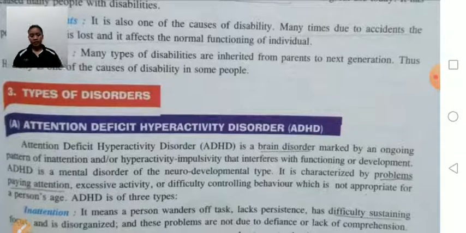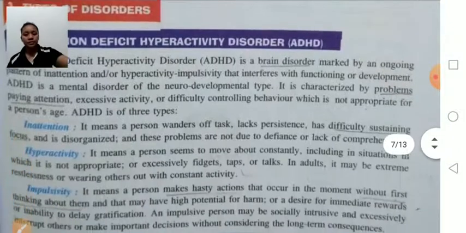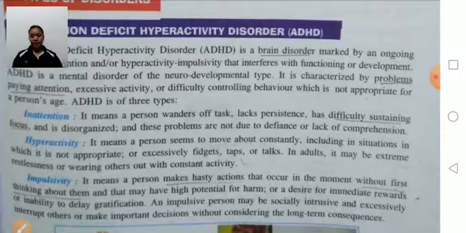Attention deficit hyperactivity disorder is a brain disorder marked by an ongoing pattern of inattention or hyperactivity and impulsivity that interferes with functioning or development. It is a mental disorder of the neurodevelopmental type. The person is not able to pay attention. Attention deficit hyperactivity disorder is of three types: inattention, hyperactivity, and impulsivity.